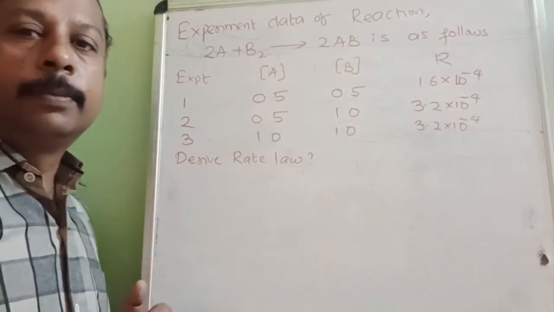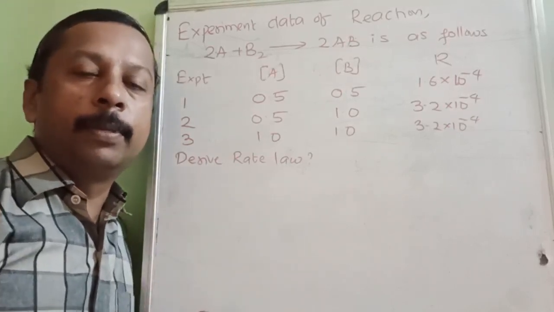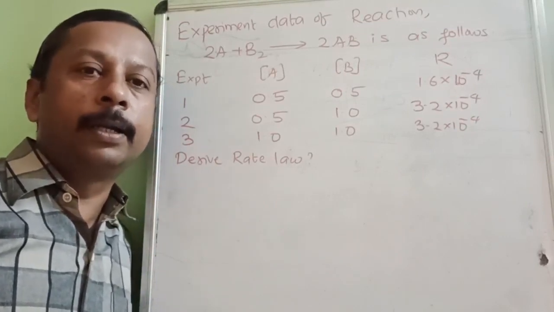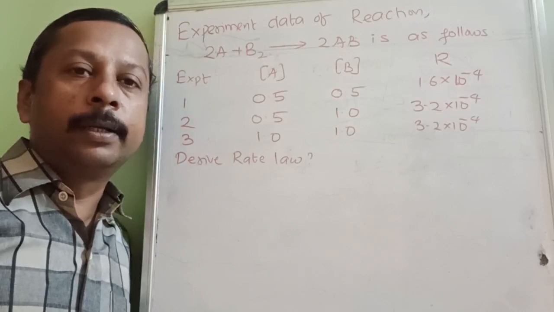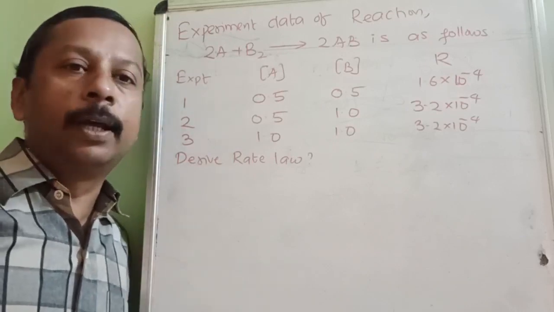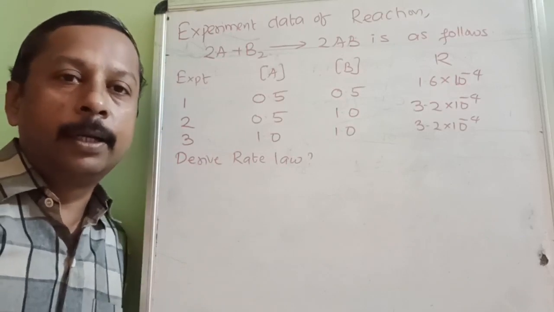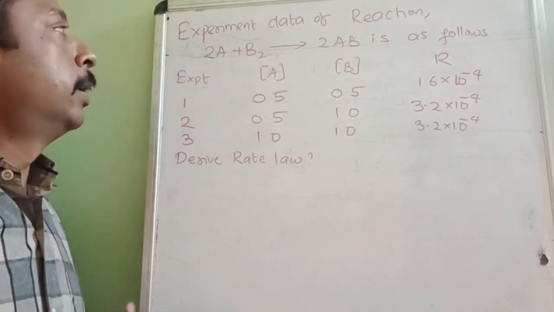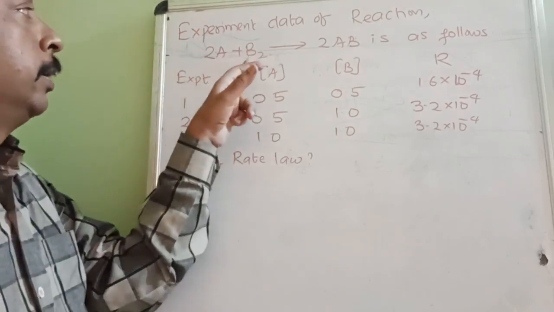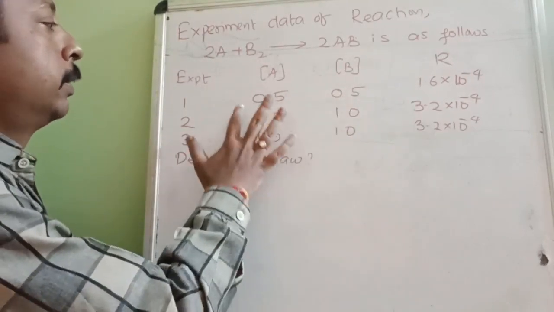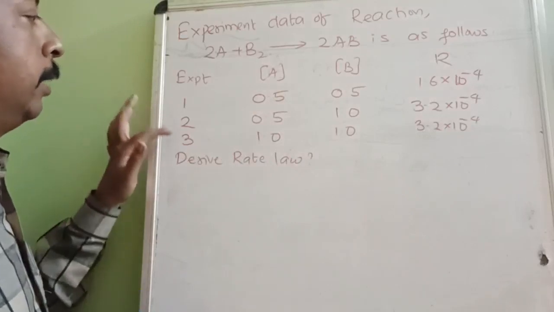Okay, so this is basically an experimental concept, but instead of giving you the experimental apparatus and technical things, they have given you only values. With the supplied values you have to derive the rate law. So let's start. This is the actual reaction: 2A plus B2 gives 2AB. This reaction is carried out in 3 different trials.